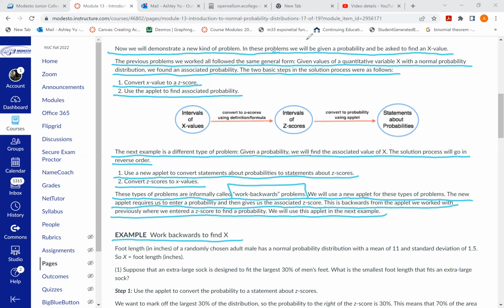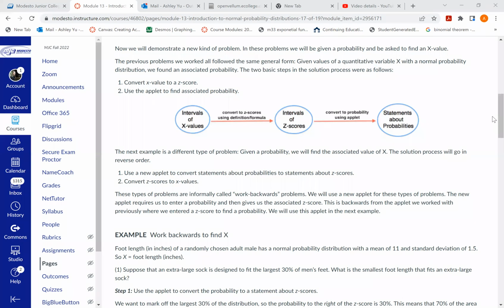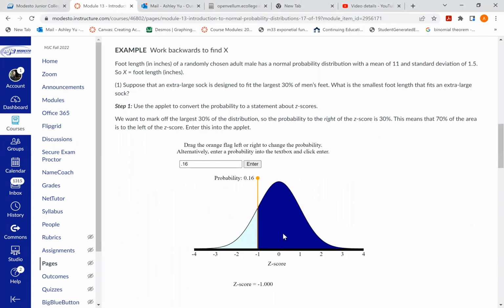I'm going to scroll down here and then we'll start thinking about the example. It says the foot length in inches of a randomly chosen adult male has a normal probability distribution with a mean of 11 and a standard deviation of 1.5.